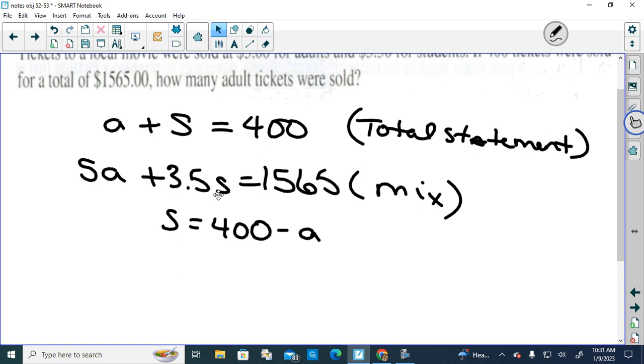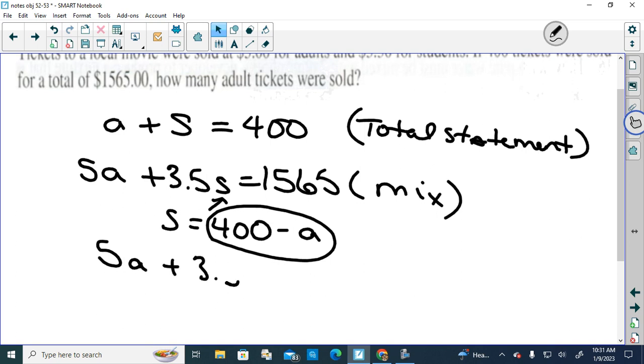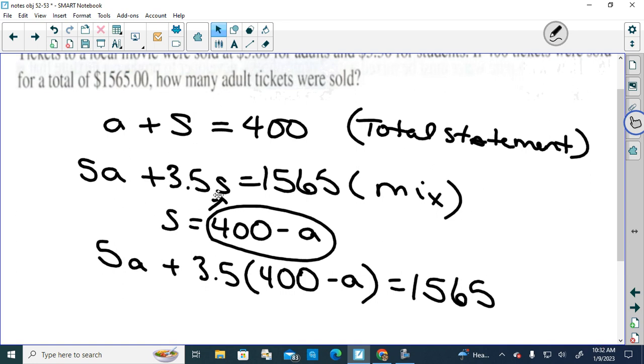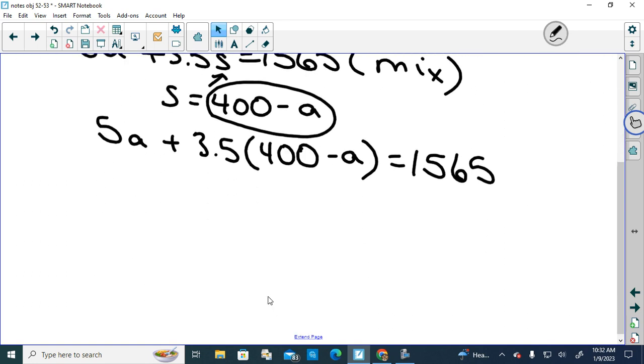Okay, so now I can do substitution. I can plug this in for S. So I have 5A plus 3.5 that I'm going to multiply times 400 minus A. So we're going to have 3.5 times 400, which gives 1,400. And then I distribute that, so that'd be a negative 3.5A.